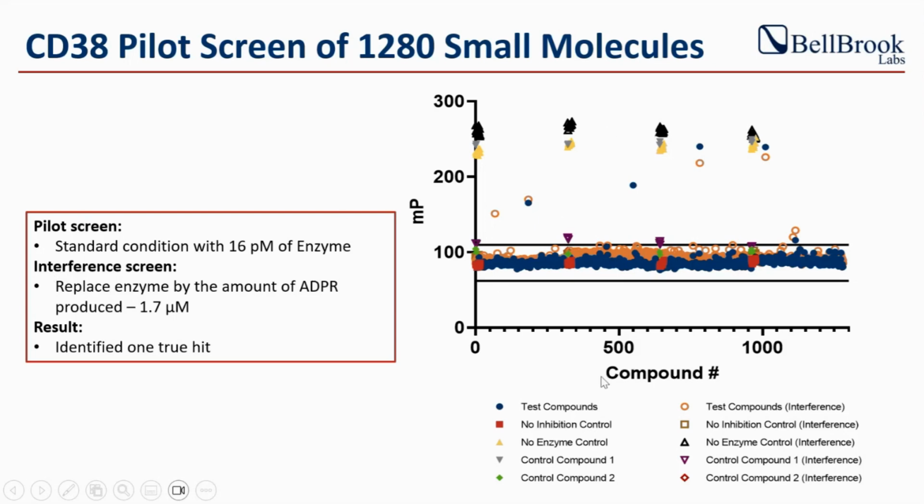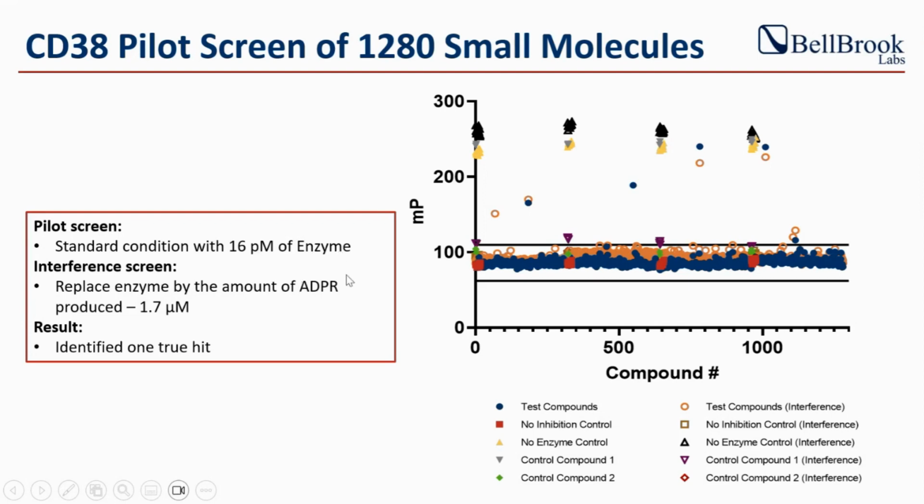And one important thing on this slide, I show the interference control run together with the pilot screen. So I want to emphasize that it's important to run the interference screen to eliminate any false positive results. So in this interference control screen, I run everything the same as the pilot screen, but replace the amount of enzyme by the amount of ADPR produced. In this case, 1.7 micromolar ADPR with 16 picomolar of enzyme used.